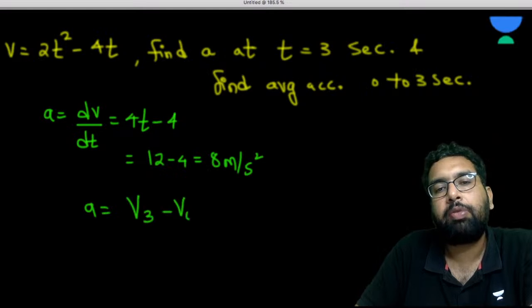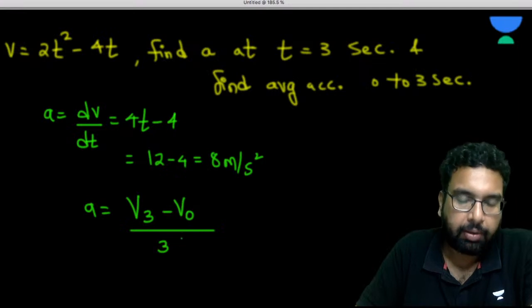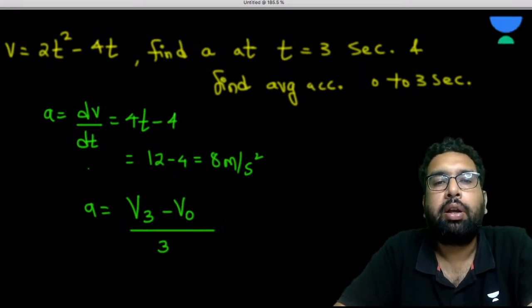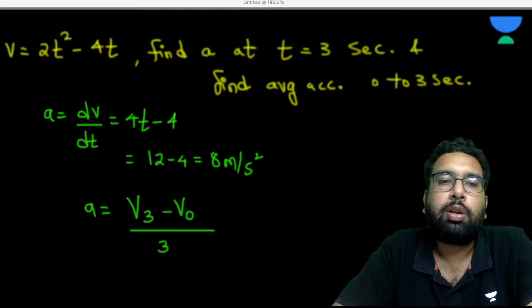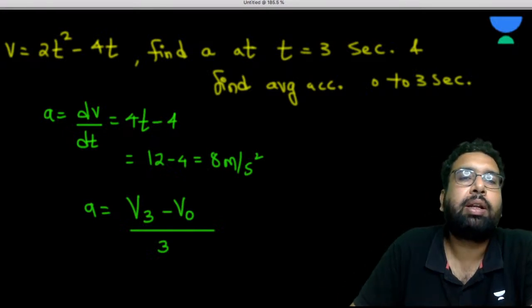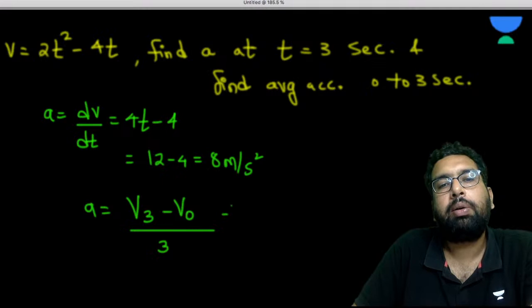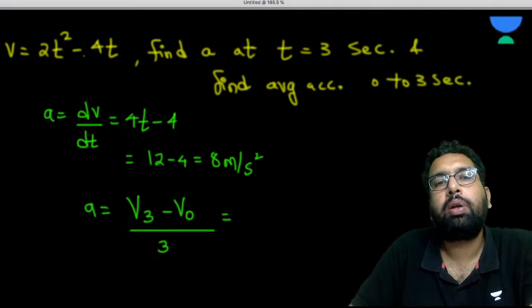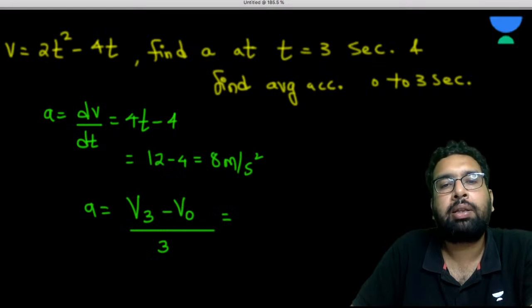It is going to be v3 minus v0 upon the total time. So basically acceleration is total change in velocity upon total time. What is going to be the difference of velocity between 0 to 3? It is v3 minus v0. So we can put it here. What is this v3? v3 is going to be 18 minus 12, that is 6.